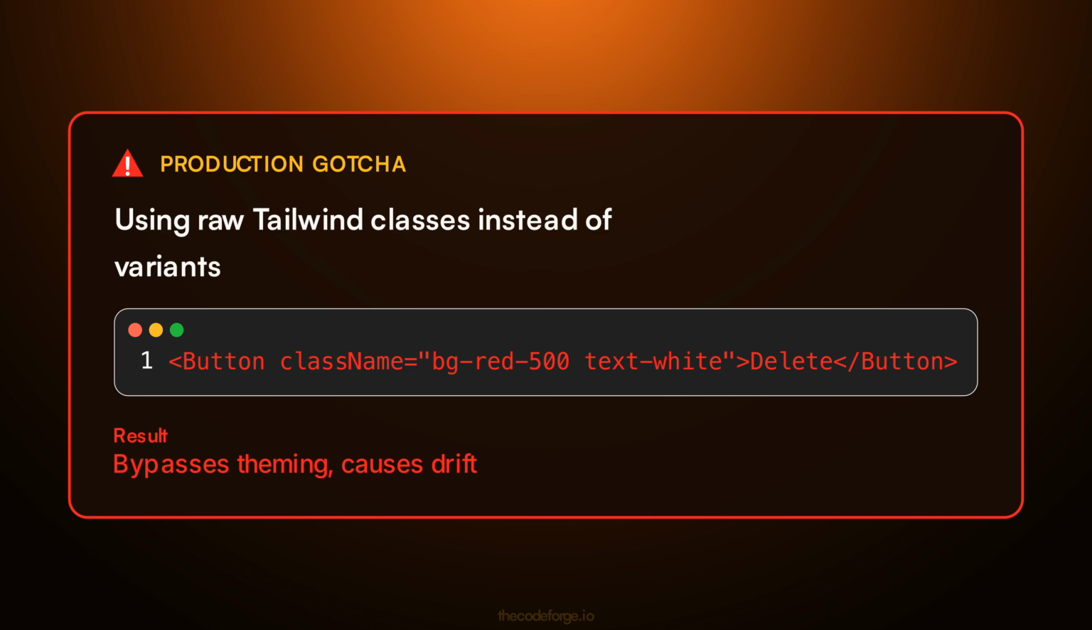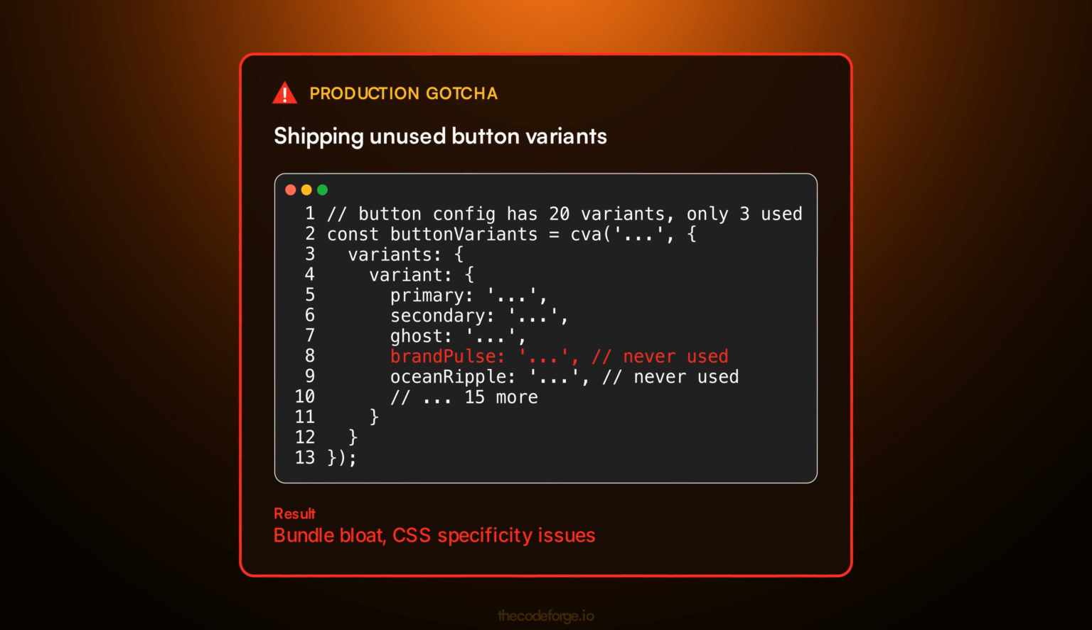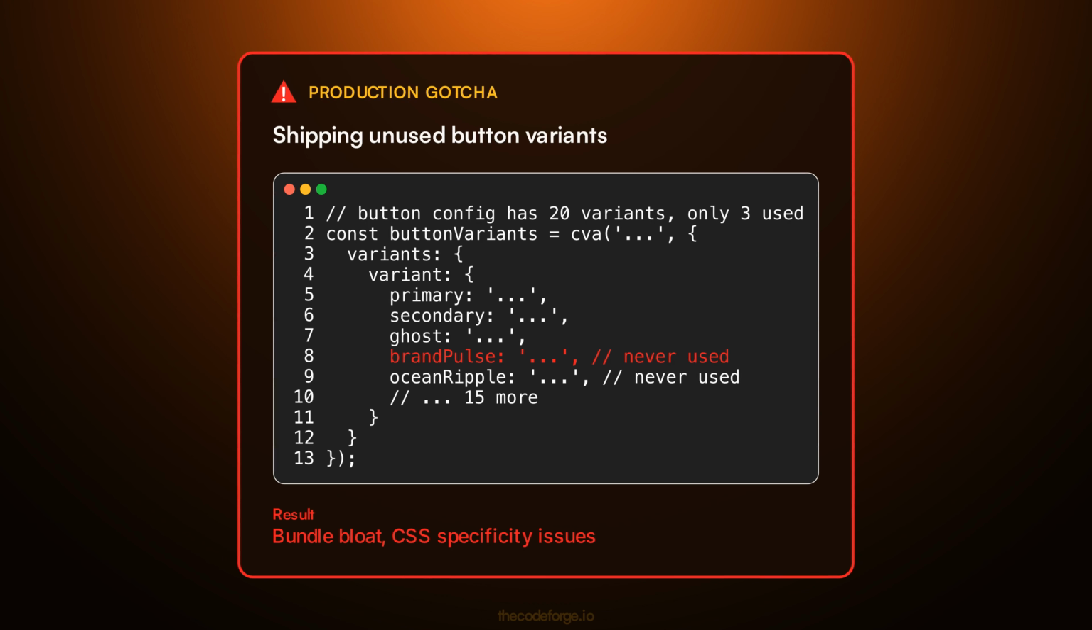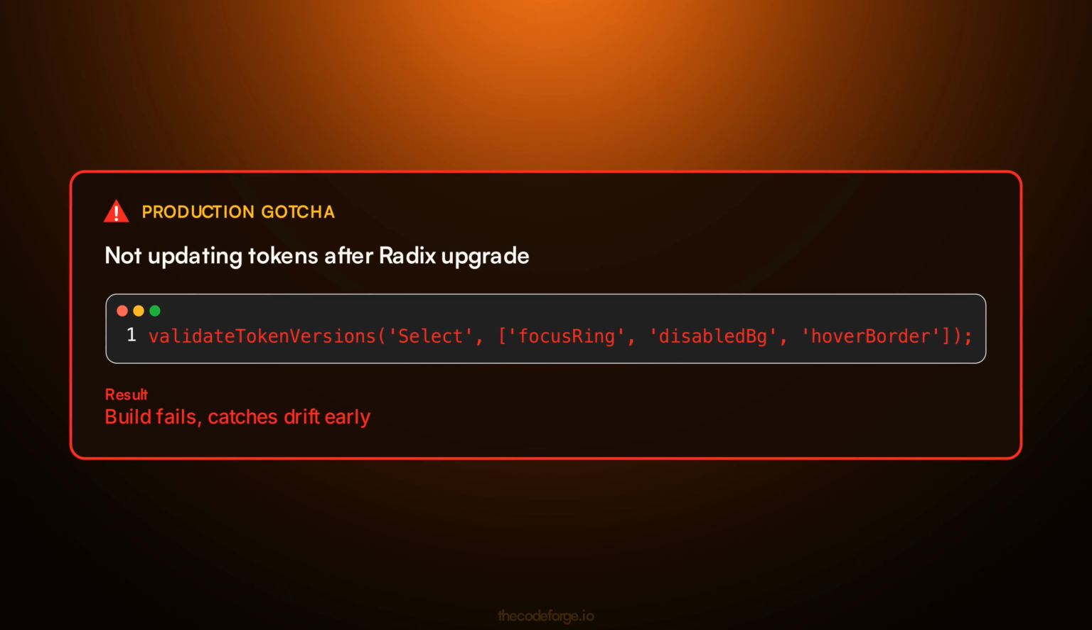Always use semantic variants. Every variant you define is compiled into the bundle, even if never used. This adds unnecessary CSS and increases specificity conflicts. Run the dead variant detector and remove unused ones. If Radix v11 changes select's portal behavior and your token map doesn't include the new props, this validator catches it. Without it, your dropdown would render outside the intended stacking context.